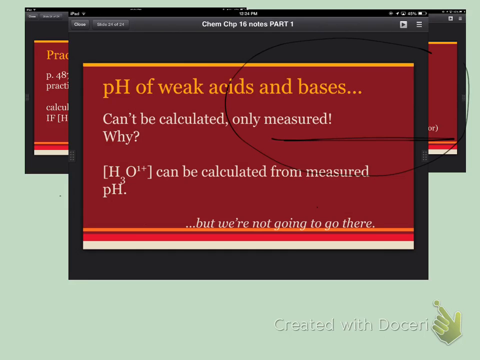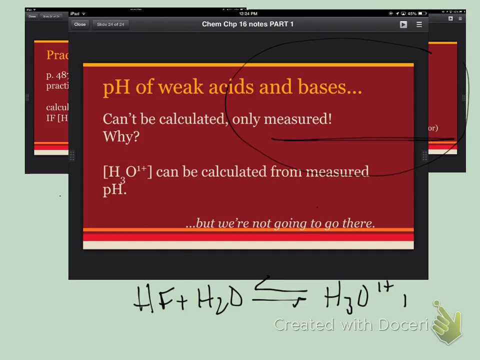Okay, so if we have a weak acid like acetic acid or phosphoric acid or hydrofluoric acid, we can't calculate its pH. We can measure its pH with a strip, but we can't calculate it. Why not? Does it ionize fully? Because not all of it ionizes, and we have no way of knowing at any given moment how much is ionized. So we don't know at any given point in time where this equilibrium is. So we can't calculate it.